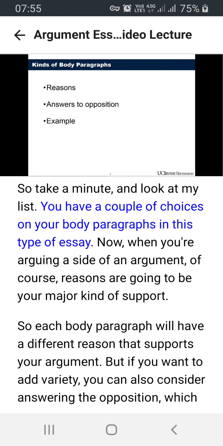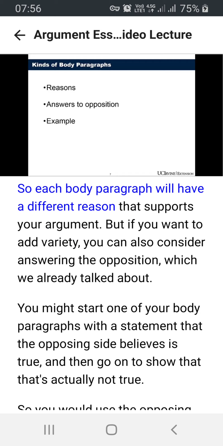You have a couple of choices on your body paragraphs in this type of essay. Now, when you're arguing a side of an argument, of course, reasons are going to be your major kind of support. So each body paragraph will have a different reason that supports your argument. But if you want to add variety, you can also consider answering the opposition, which we already talked about.